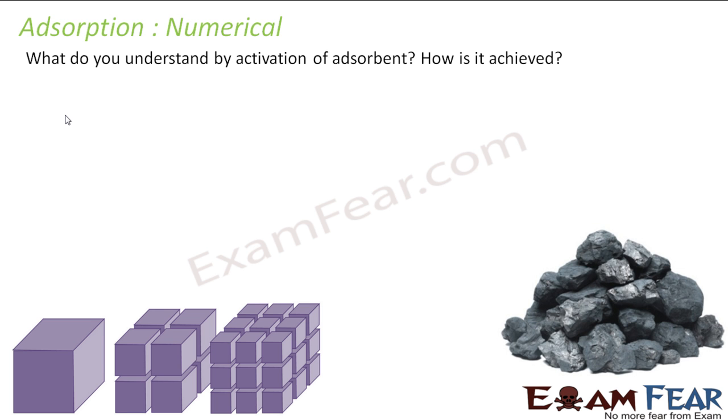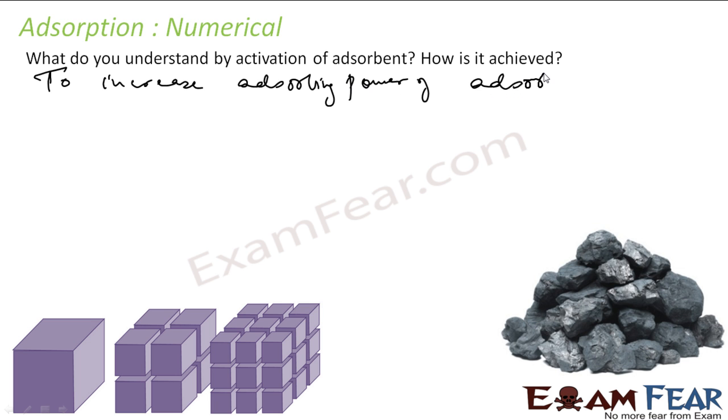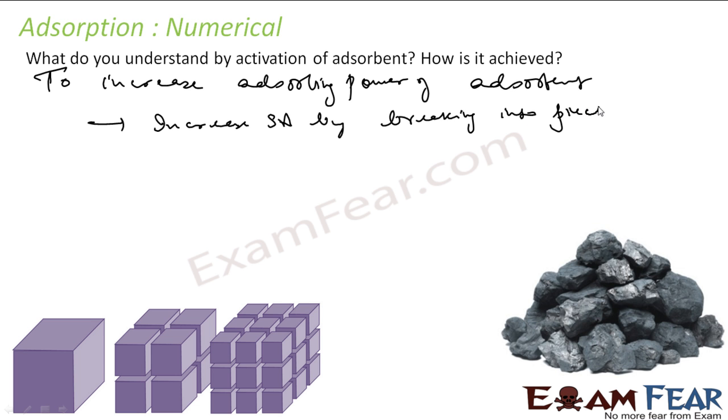The next question is, what do you understand by activation of adsorbent and how is it achieved? Activation of adsorbent means to increase the adsorbing power of the adsorbent. Now, how can it be achieved? The first is what we have seen: increase the surface area. And how will you do that? By breaking into pieces. Just now we showed this has less surface area, this has more surface area.